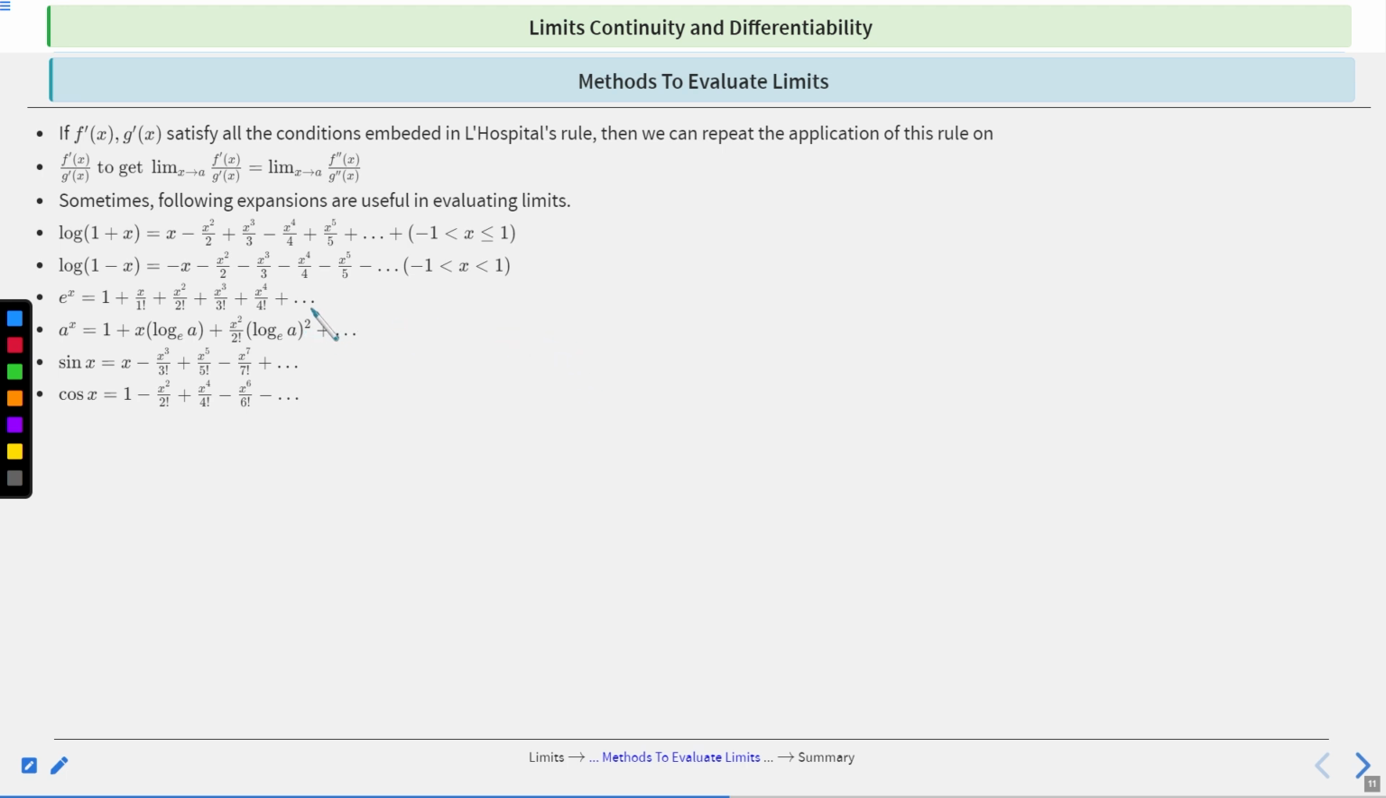Right. Expansion of a to the power x is 1 + x log_e a + x²/2! (log_e a)² and so on. Expansion of sin x is x - x³/3! + x⁵/5! - x⁷/7! and so on. You have to remember this. And expansion of cos x is 1 - x²/2! + x⁴/4! - x⁶/6! and so on. Clear?